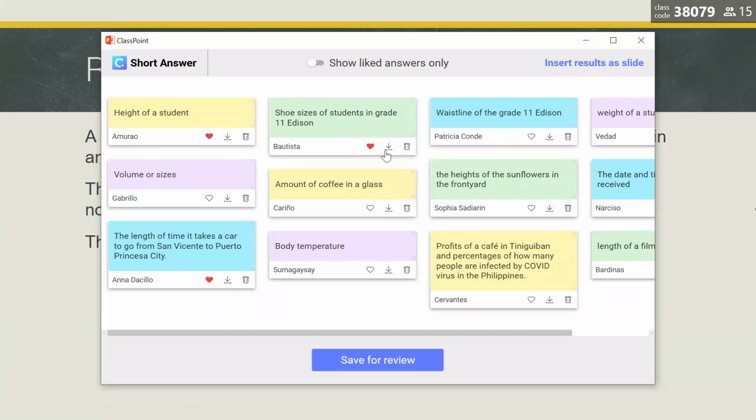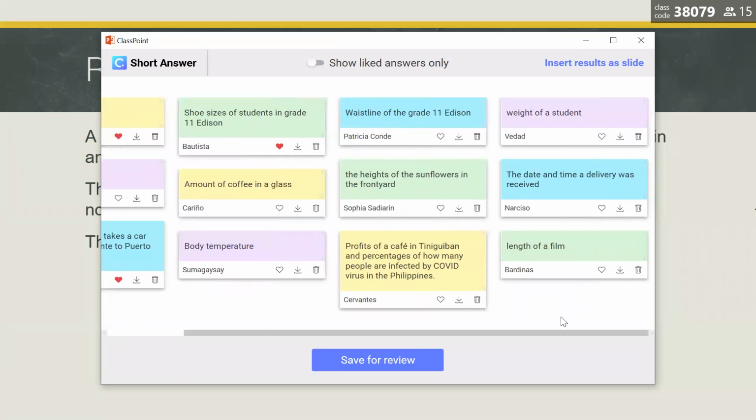Waistline of grade 11 Edison. Okay, that's correct. Heights of the sunflower in the front yard, or sana all my front yard. Okay. Profits of the cafe in Tinigiban and percentages of how many people are infected. Feeling ko ito siya, Francis, countable siya. Kasi we don't need measurement with this. So, I think discrete.